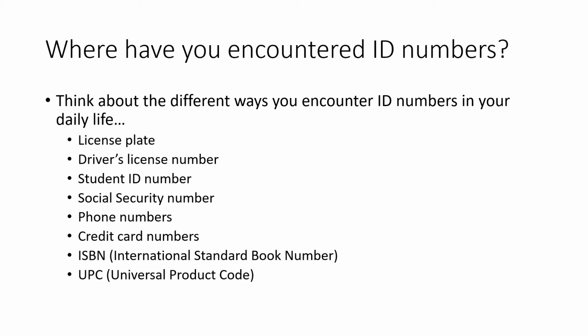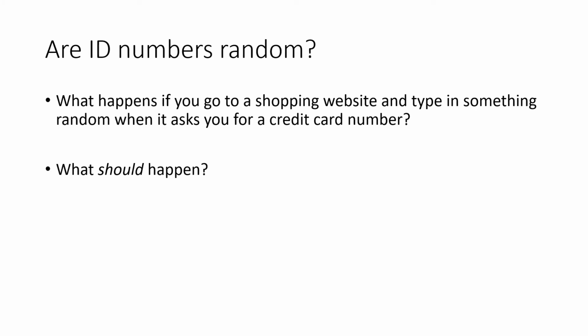So where have you encountered ID numbers before in your life? Well, you may have seen them in one of these many places. License plates are ID numbers, driver's license, student IDs, social security numbers, phone numbers, credit card numbers. ISBN is a numerical code that exists on the back of every book that you have. And a UPC, Universal Product Code, is the barcode and numbers that you see on the back of products at the grocery store. So are these numbers random?